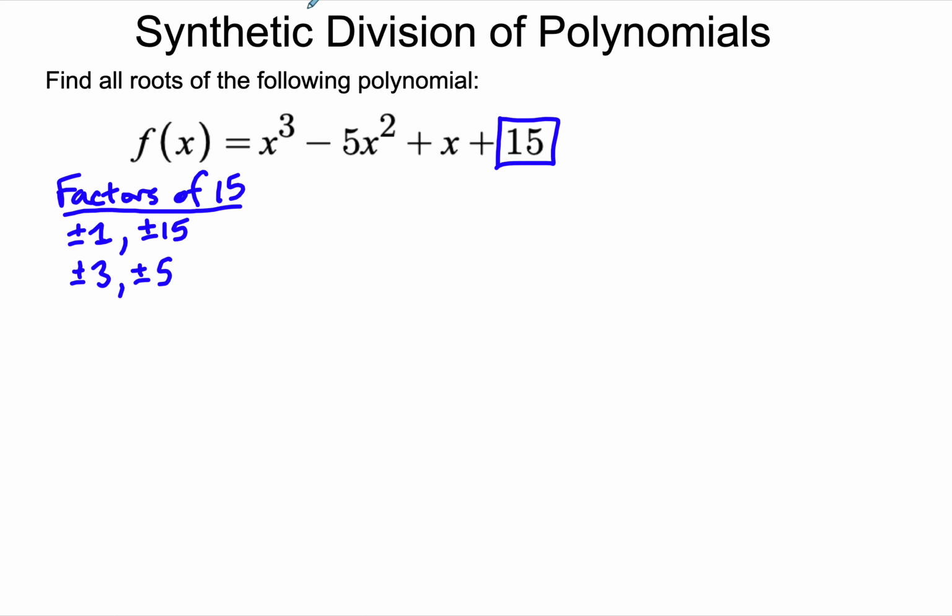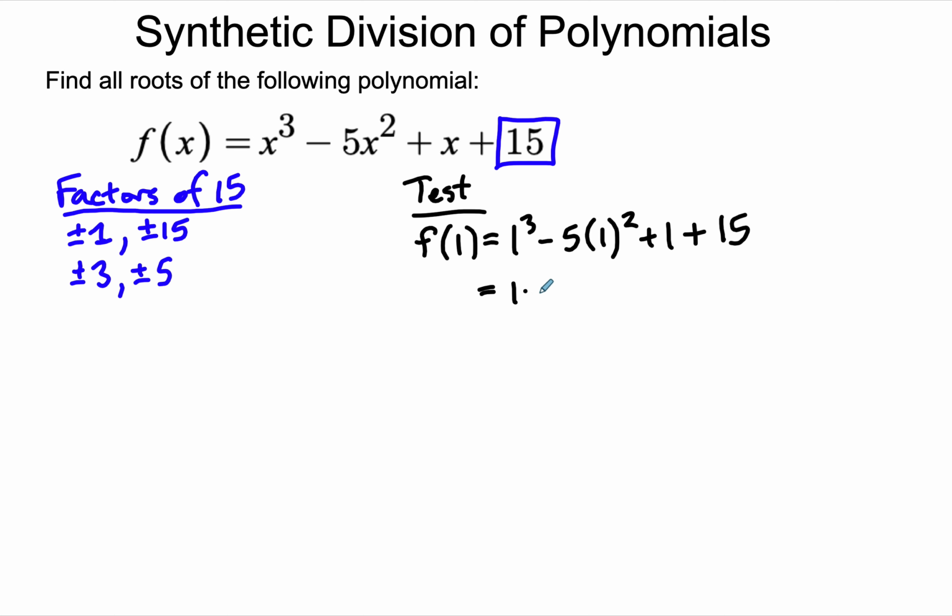Okay, so I'm going to go ahead and test. How I test is I just input the number and see if I get 0. If I get 0, it means that the point is (1, 0), which would mean it's on the x-axis. But let's see if it is. So I'm going to test 1. I input 1 for x. I get 1 cubed minus 5 times 1 squared plus 1 plus 15. That gives me 1 minus 5 plus 1 plus 15, and I can already see this is going to be a positive number. It's not going to be 0, so that's not going to work. We need to get a 0 in order for this to work.